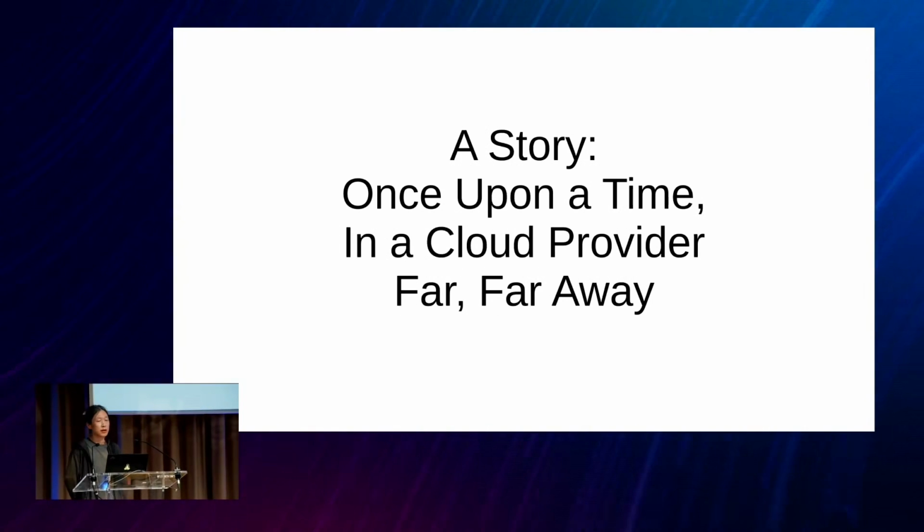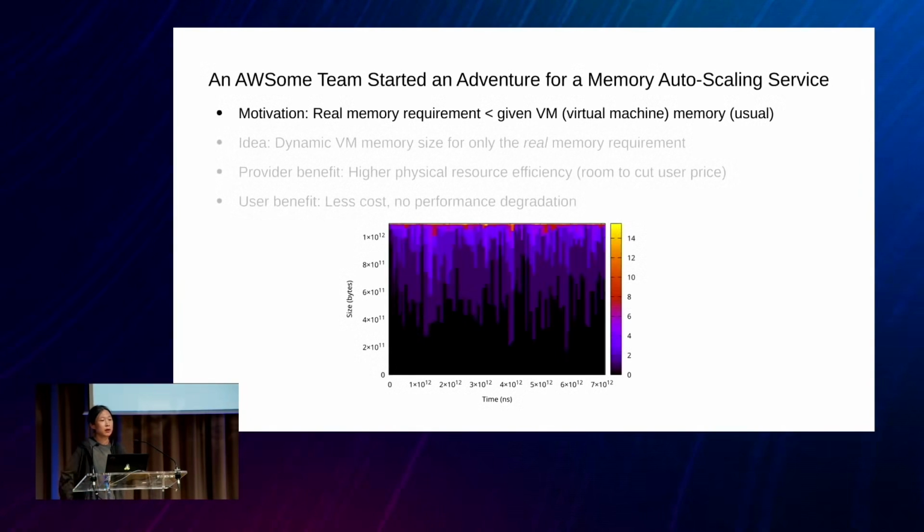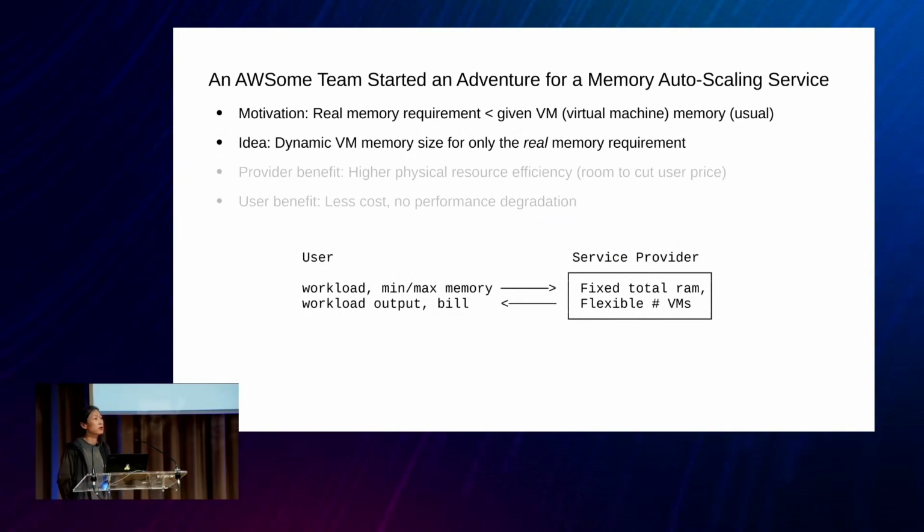So once upon a time, not that very long ago, but in 2021, in a cloud provider named AWS, far, far away, there was an awesome team that made a very interesting finding. They found that the real memory usage of a given workload would not always be the same as or more than the given amount of memory for the given virtual machine. And therefore, they came up with a very brilliant idea: maybe they can dynamically adjust the memory size of the given virtual machine to fit only the real memory requirements of the given workload.